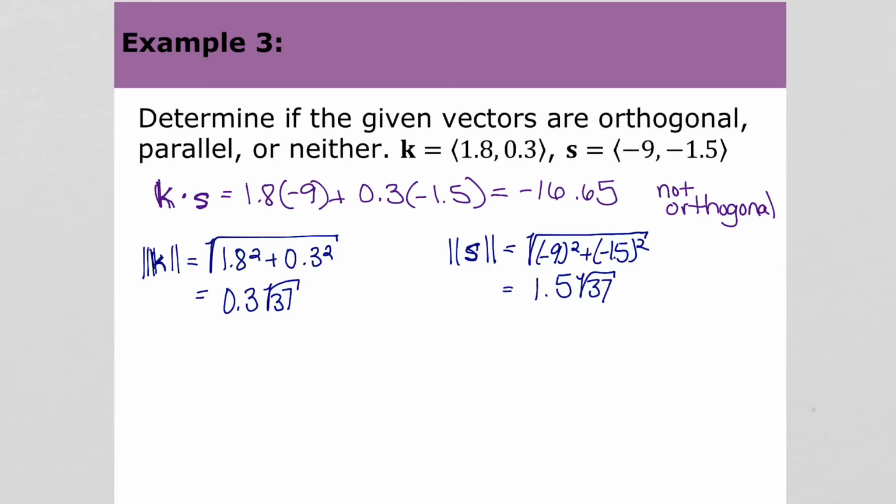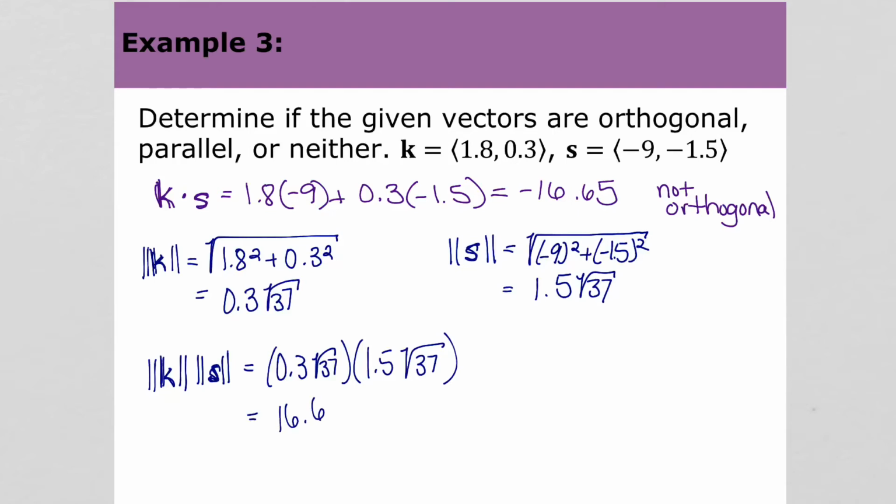Now, these two don't have to be the same. Remember, if we multiply them, then we have to get either the same or the opposite of the dot product. So if we multiply 0.3 times the square root of 37 times 1.5 times the square root of 37, we get 16.65. That is the opposite of the dot product. So that means that these two vectors are parallel.